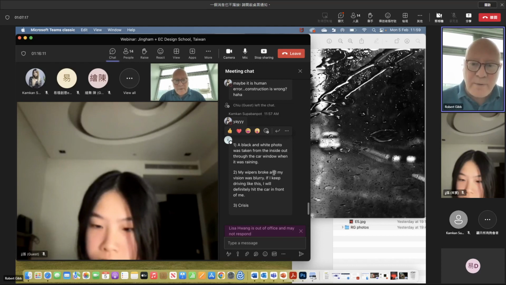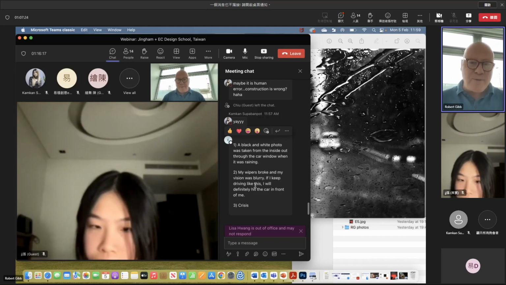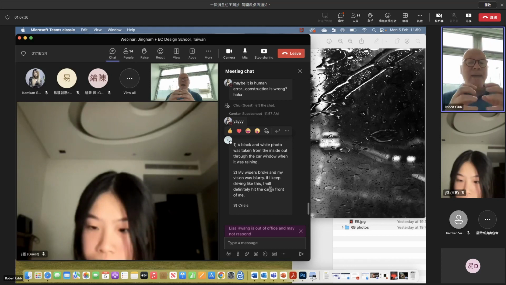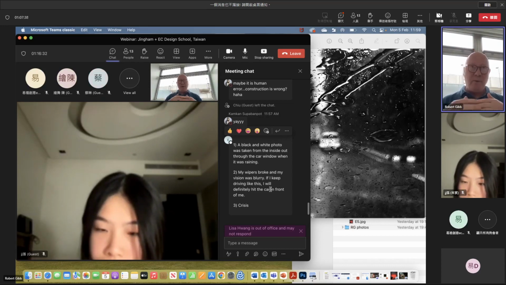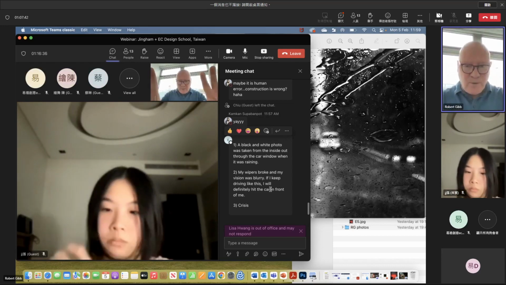This one, my wipers broke, and my vision was blurry. If I kept driving like this, I will definitely hit the car in front of me. Now that's interesting because that's a nice narrative. So you've created a narrative about a story, an emotional response. You're also talking about what might happen when the wipers don't work.